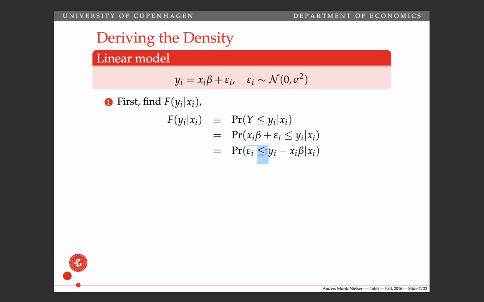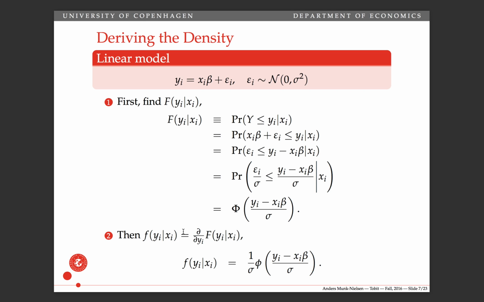But fortunately this is an inequality, so we can divide on both sides with a positive number sigma. And now what we have is epsilon over sigma, that's a standard normally distributed variable, smaller than or equal to some number, the realization yi, and xi beta, which we're conditioning on. The probability that a standard normal is smaller than some number, that's capital phi. That's what this function means. So now we've derived the CDF.